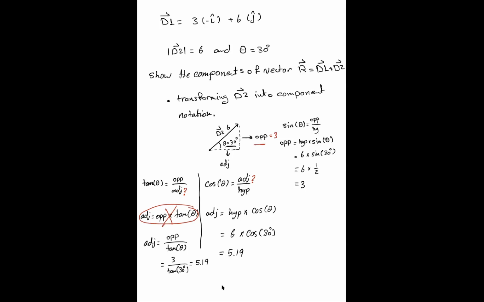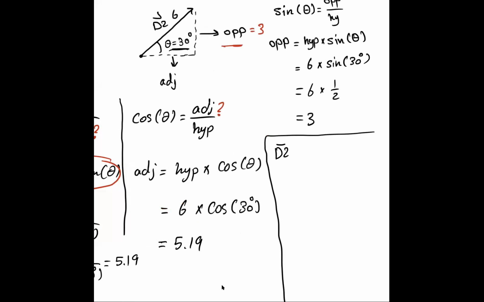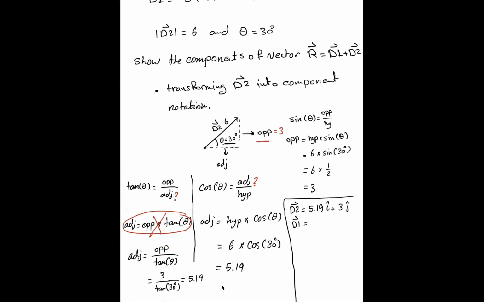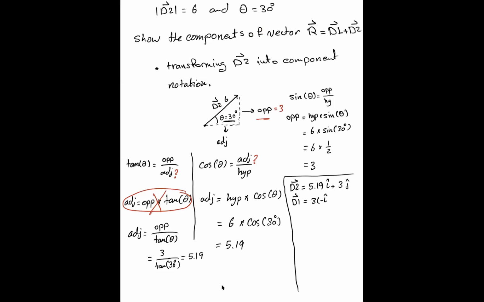So what we did here is we decomposed D2 into its components, and we'll focus on this section for the solution. So D2 will be equal to 5.19 i hat plus 3 j hat, and we know that D1 is equal to negative 3 i hat plus 6 j hat.